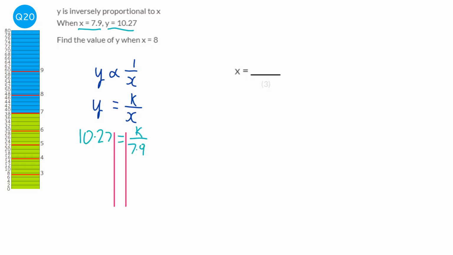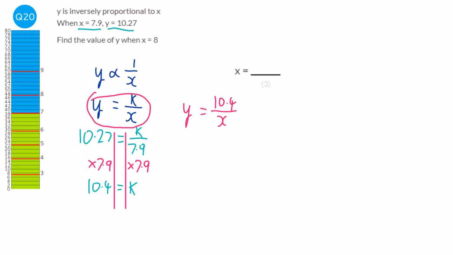I'll do a bit of simple solving by multiplying both sides by 7.9. When I do that, I get that k is 10.4. Go rewrite our equation, but this time with our k value in, which is 10.4. And we're asked to find out what y is when x is 8. So we just do 10.4 divided by 8. And when we do that, we get 1.3.